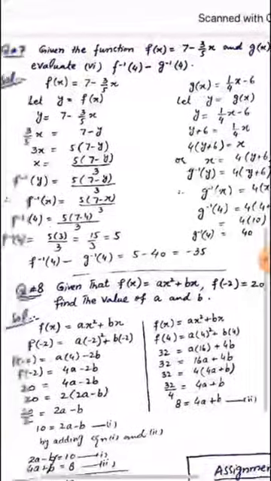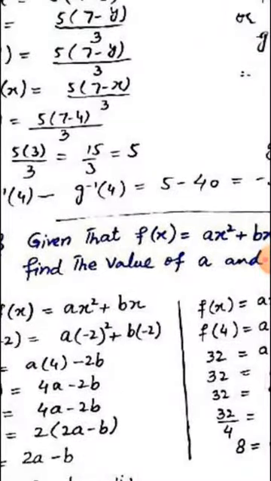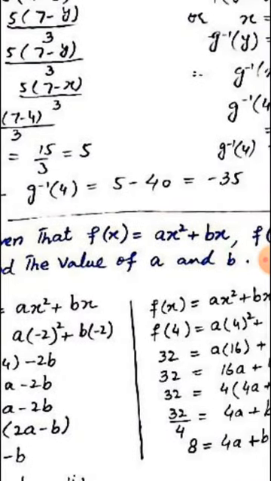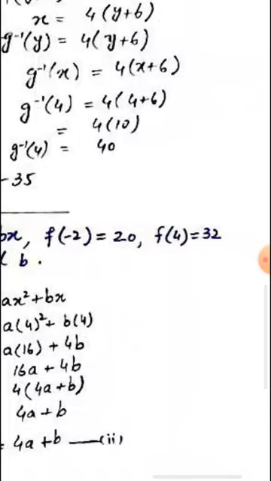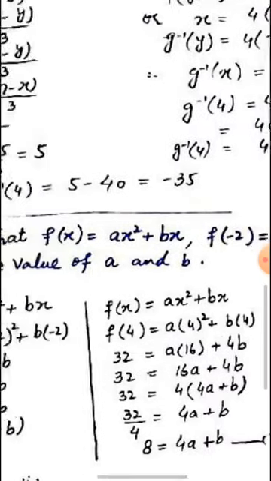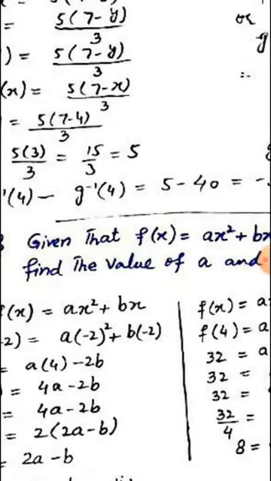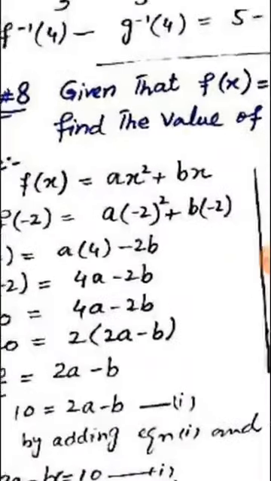Next question is question number 4. The statement of question number 4 is: given that f(x) is equal to ax square plus bx, and f(minus 2) is equal to 20, meaning the f(minus 2) value is 20, and f(4) is equal to 32. Then find the values of a and b. The function is given, f(x) is equal to ax square plus bx.